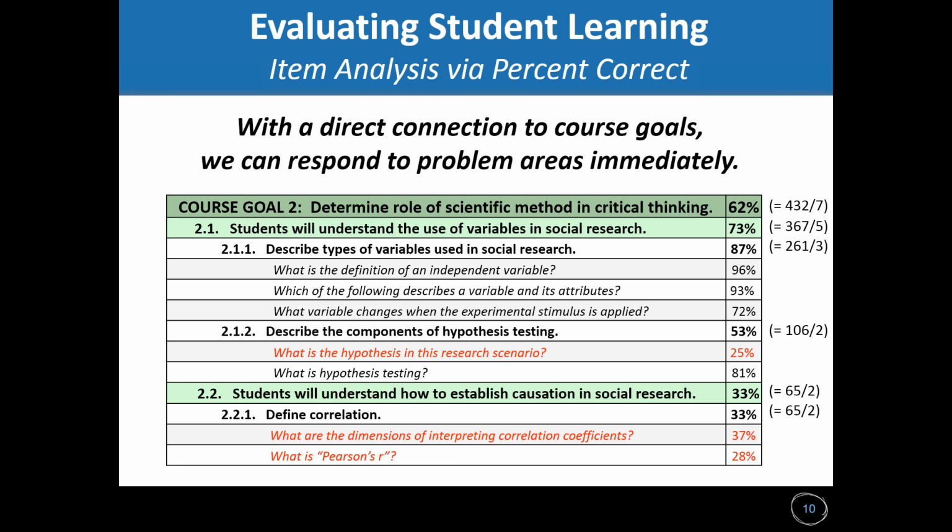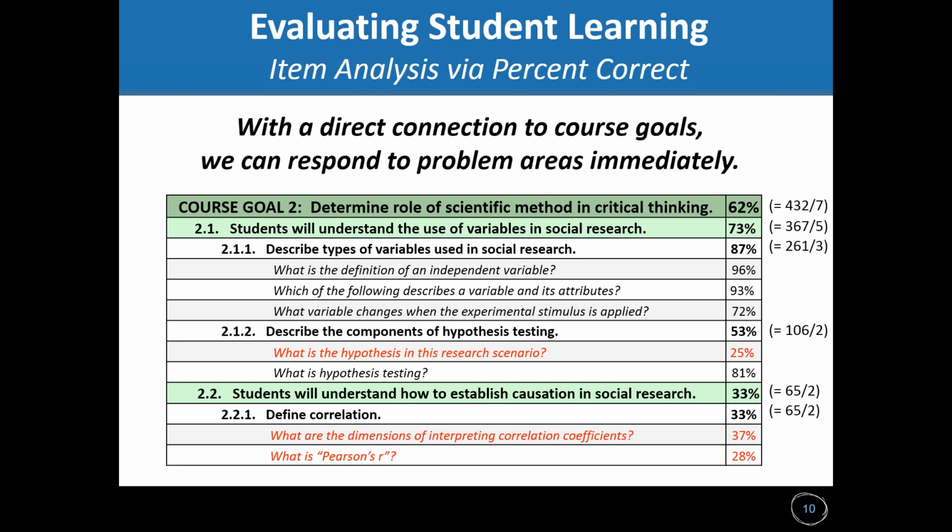So what we have to do is find out what's going on underneath it. And we've got 2 questions. Let's just assume that the questions listed here are the only ones representing course goal 2. It makes calculations easier to understand. So what we're looking at here is, what are the dimensions of interpreting correlation coefficients? 37% of the students got that correct. The question underneath that is, what is Pearson's R? 28% got that correct.